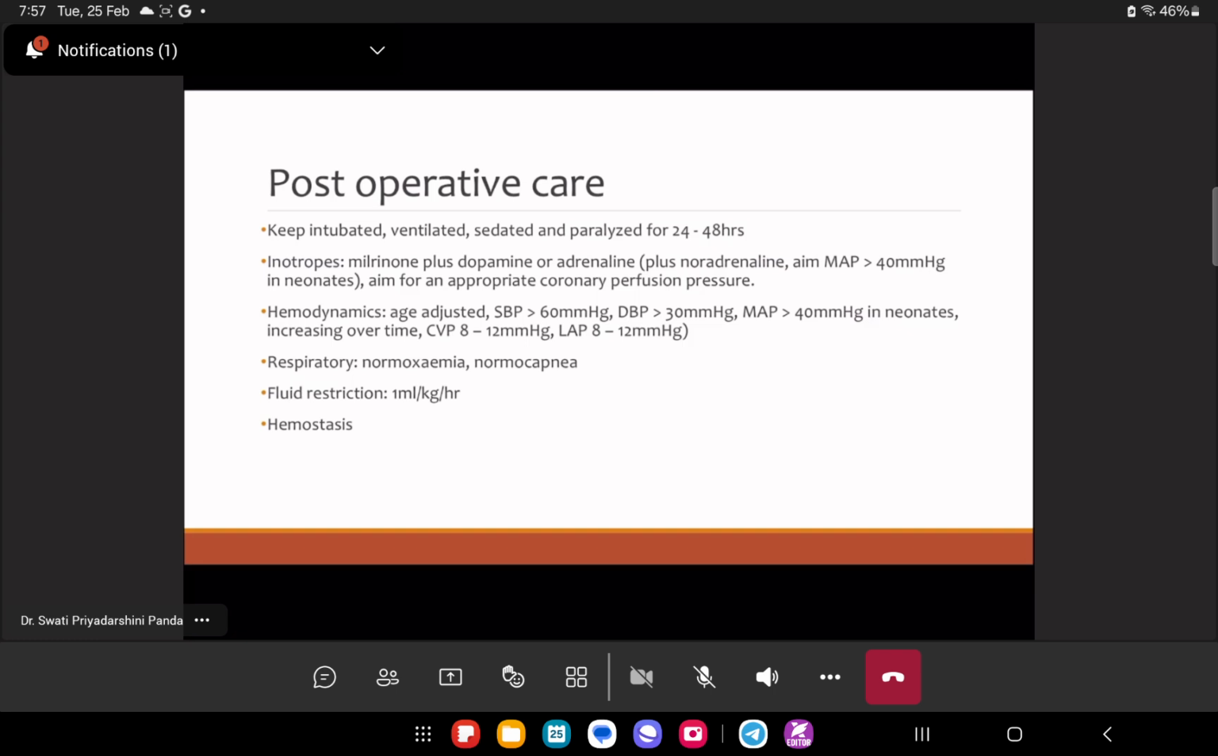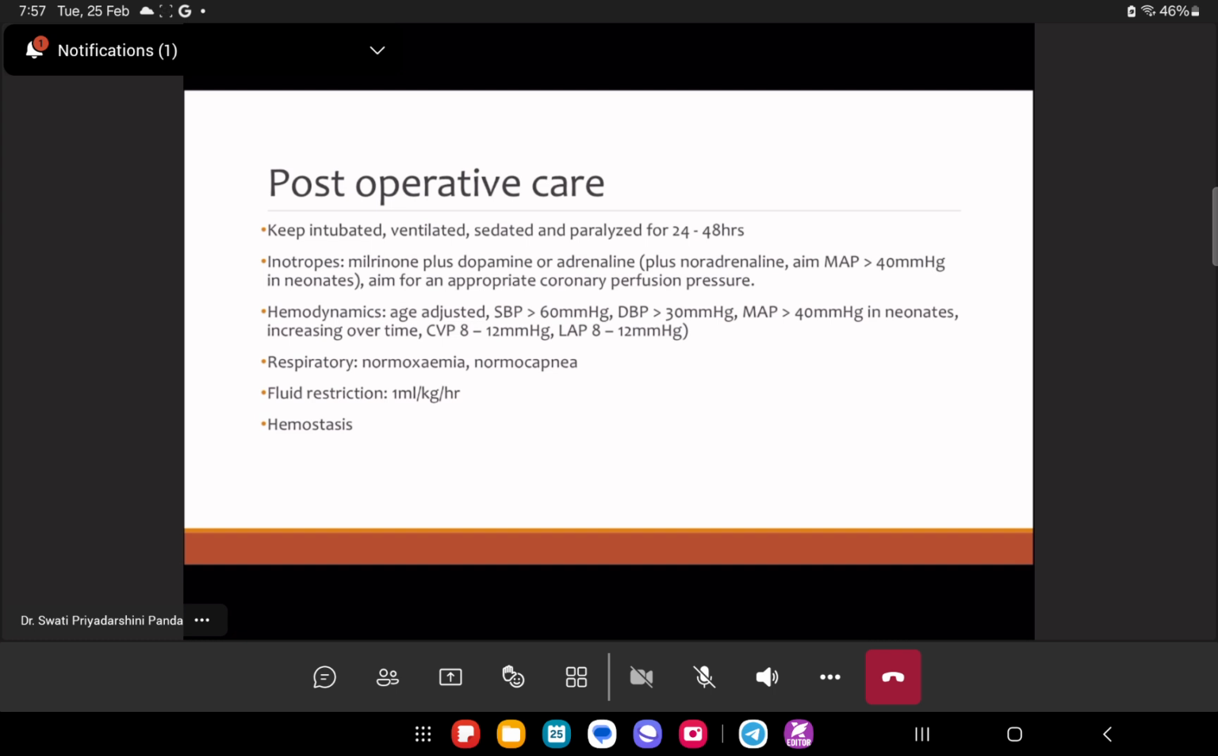Inotropes, milrinone with dopamine or adrenaline with noradrenaline, maintaining a MAP of more than 40 is recommended for an appropriate coronary perfusion pressure. Hemodynamics is adjusted as per the age. Systolic BP should be more than 60, diastolic should be more than 30, MAP should be 40, this in case of neonates. And CVP should be 8 to 12 and left atrial pressure should be 8 to 12.